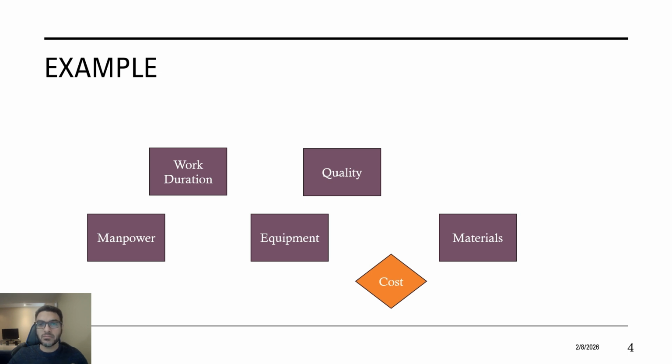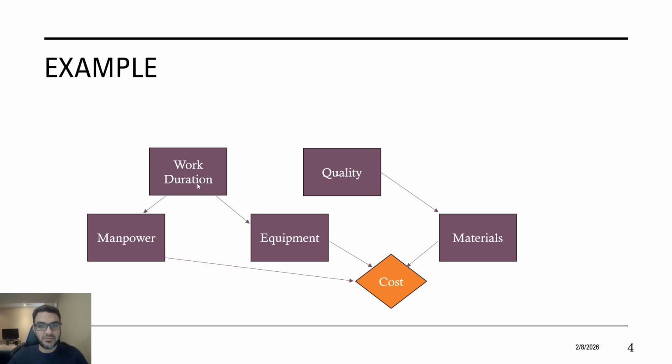By looking at the main elements of the project, we notice that we have the work duration, the quality of work, the manpower, equipment, materials. And the goal is to minimize cost or to avoid extra spending on the project. What we do is that we look at the influence path, so looking at each element and what other elements are impacted by it.